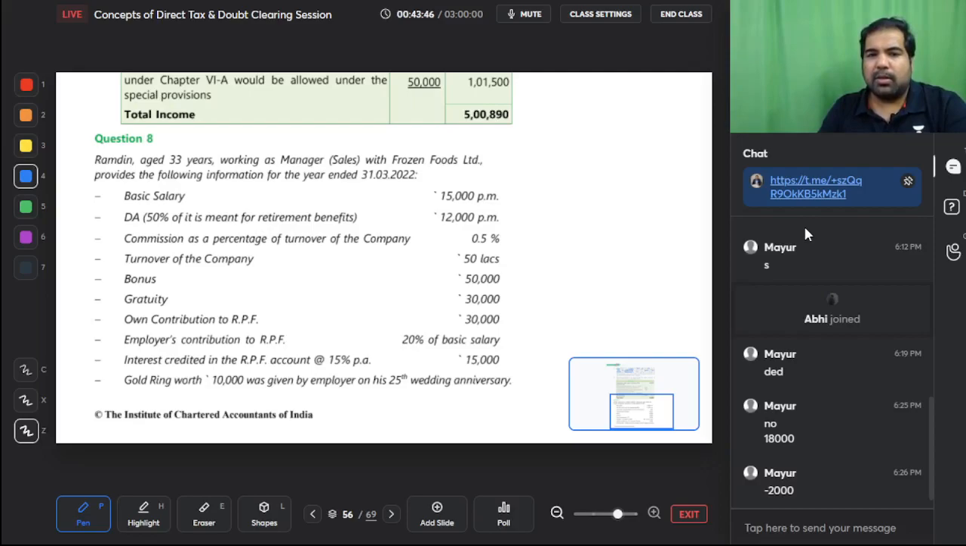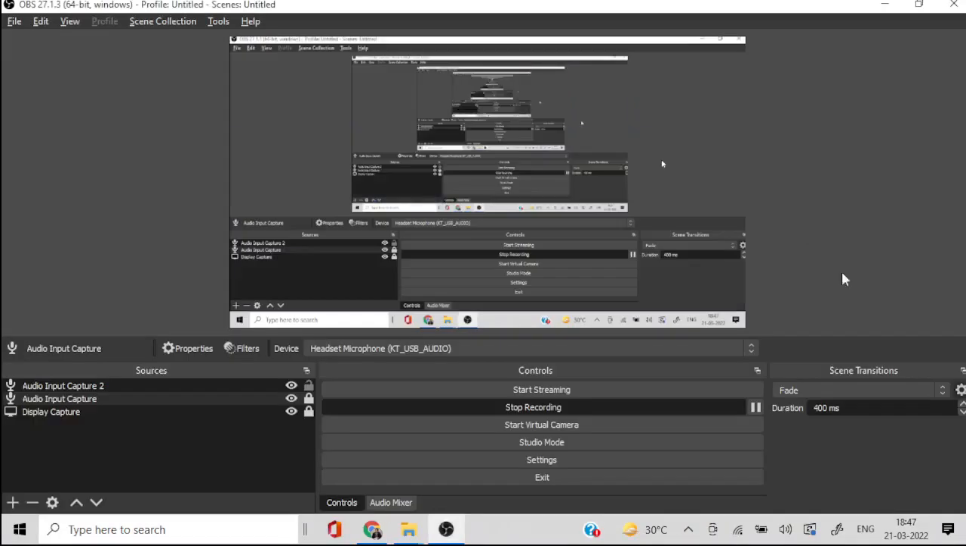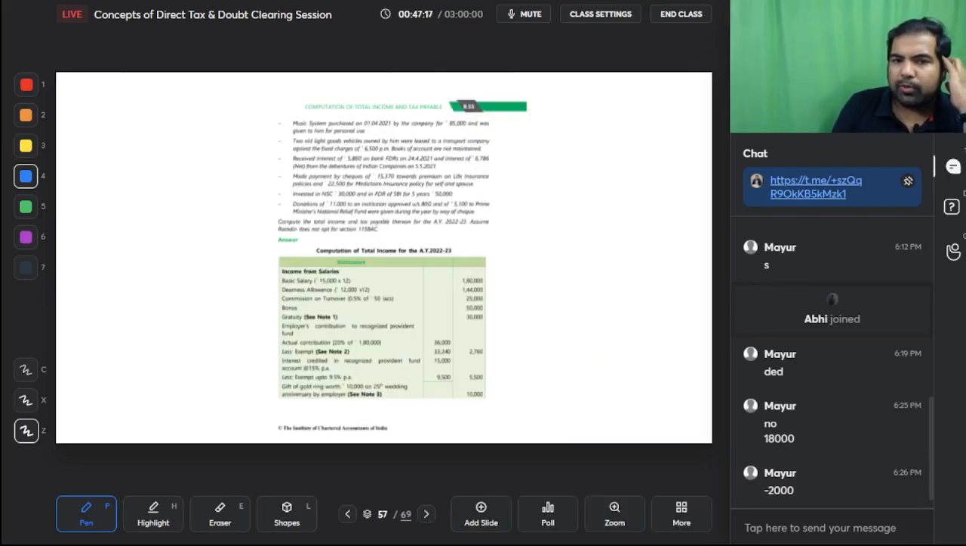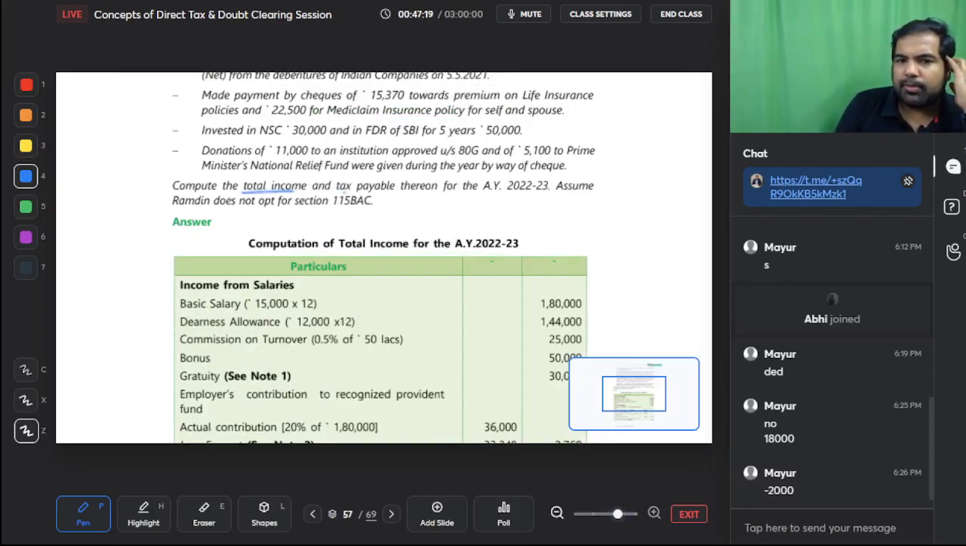This is salaries. I don't want to get into too many details, but still we will do it. Over to you all, first read and before we discuss. Alright, so not going to the details of this question again because salaries we've anyways done a lot. Ramdeen, who's 33 years working as a manager sales with Frozen Foods Limited, provides the following information. What they want us to calculate is the total income and tax payable.